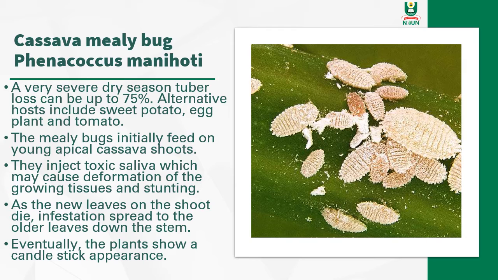And when they now feed on the shoots, they inject toxic saliva, which causes the deformation of the growing tissue and also makes the plants stunted. So as the new leaves on the shoots die, the infestation spreads to the older parts of the plant, then down to the stem. And eventually the plant will have this candlestick appearance and then they just die off. So that is what this cassava mealybug does to cassava plants.